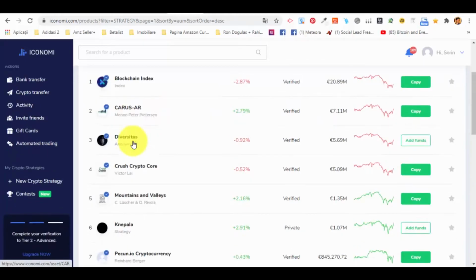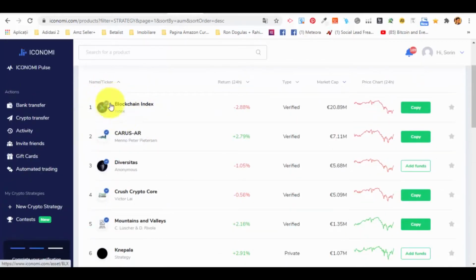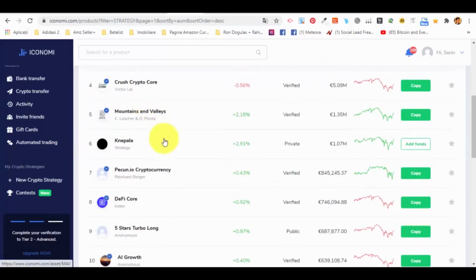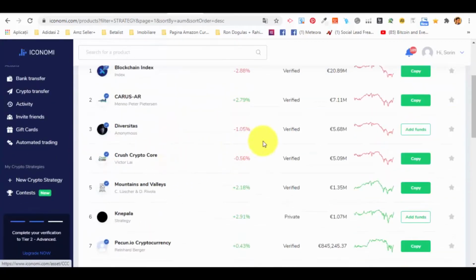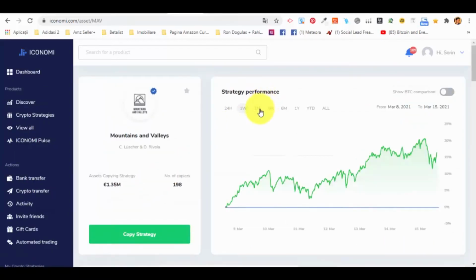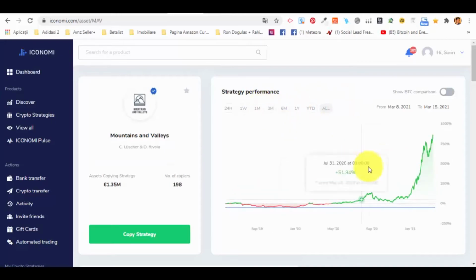Another thing that we are looking for is the small check mark to see if it's verified. And another thing that we are looking at, again, it will be your decision whoever you want to copy, or if you want to copy anyone at all, is, for example, you click on a strategy and we are looking for the all-time performance. And we are looking for strategies which are old, like over 2 years old. So for example, this strategy's overall performance is at 150%.